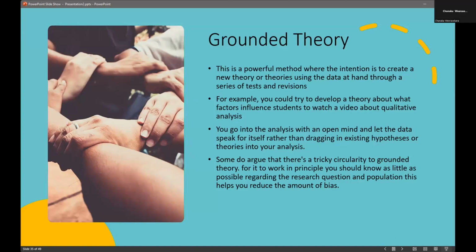So if we need to develop a theory, we can use grounded theory. I have given an example now. If we are trying to develop a theory about factors influencing students to watch videos about qualitative analysis, what you should do is go and observe what is happening. Then you can talk to several students. Let's say you select 5 students and talk to them, then ask them why they watch them.